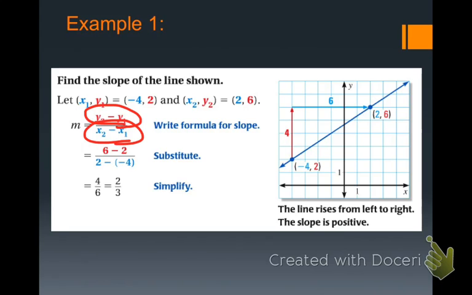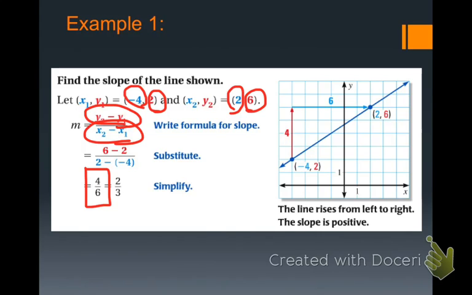Now we just plug it in. So we have y2, which is 6, minus 2, which is y1, so we're looking at this value and this value, over 2 minus a -4, so x2 minus x1. Well, 6 minus 2 is 4, and 2 minus a -4 is 2 plus 4, or 6, and 4 over 6 can be reduced to 2 over 3, or 2/3. So our slope is 2/3.